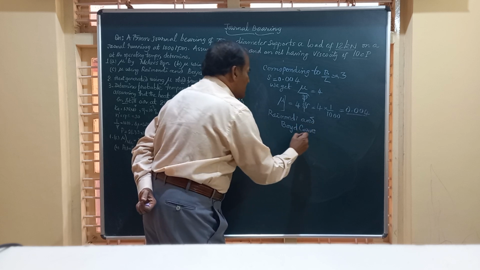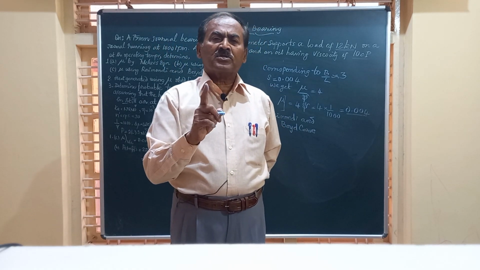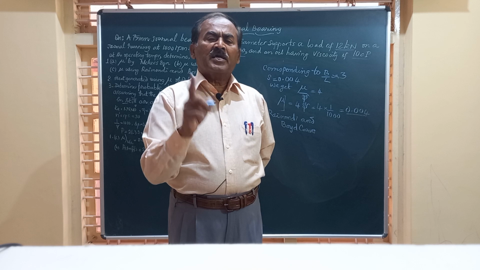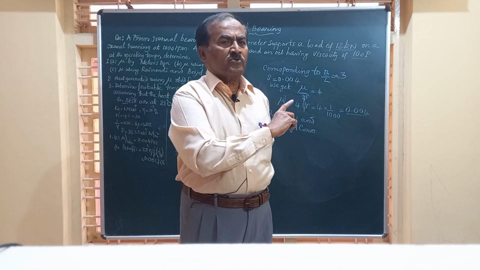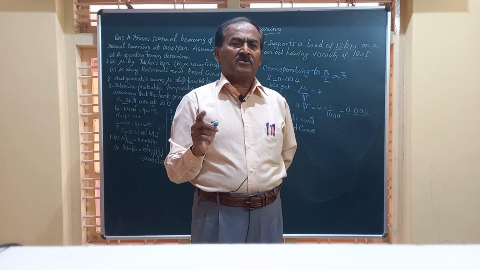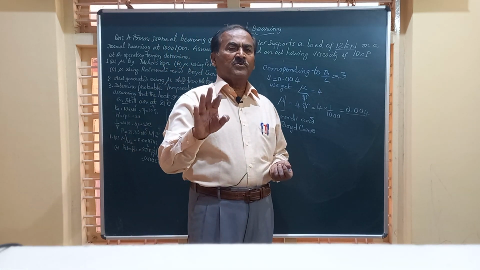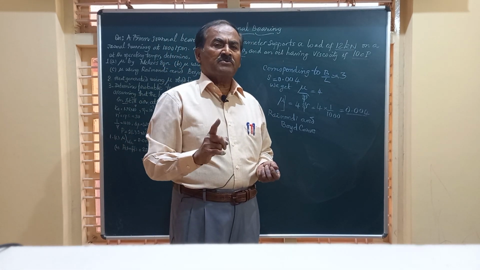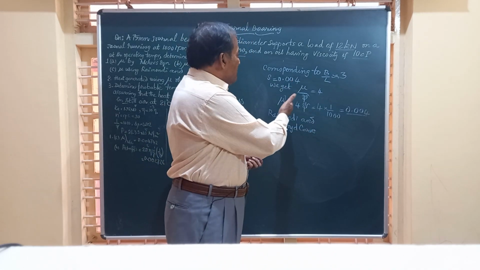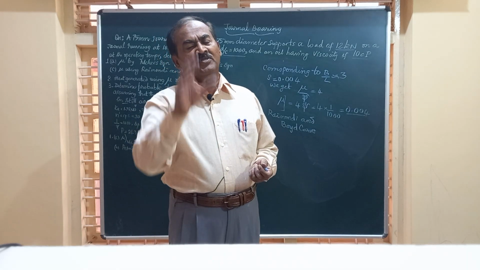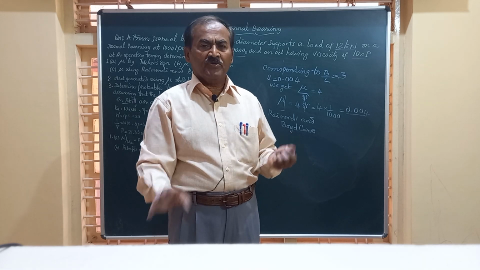And friends, you should remember this Raimondi and Boyd curve is only used for a square bearing. Only if L is equal to D, a square bearing, we are going to use this Raimondi and Boyd curve. And friends, you have seen the 3 methods of finding out mu. One is by Mackey's equation, the second by Petrov's equation, and the third is by the Raimondi and Boyd curve. So these are the 3 methods or equations used to find out mu.